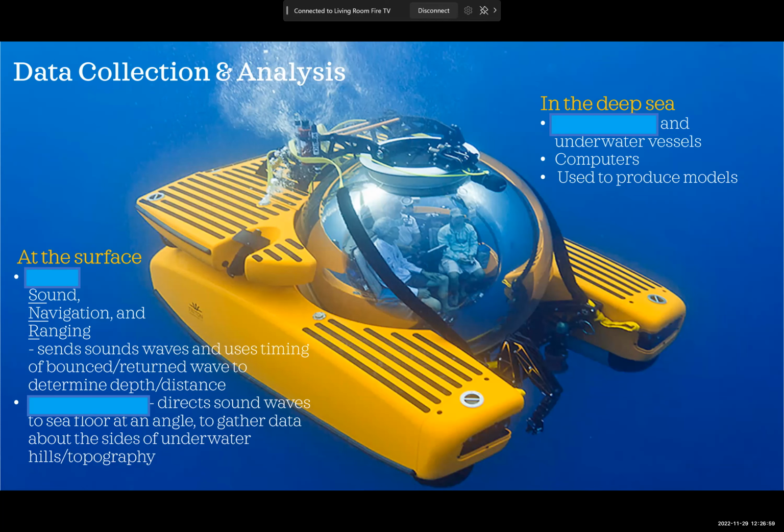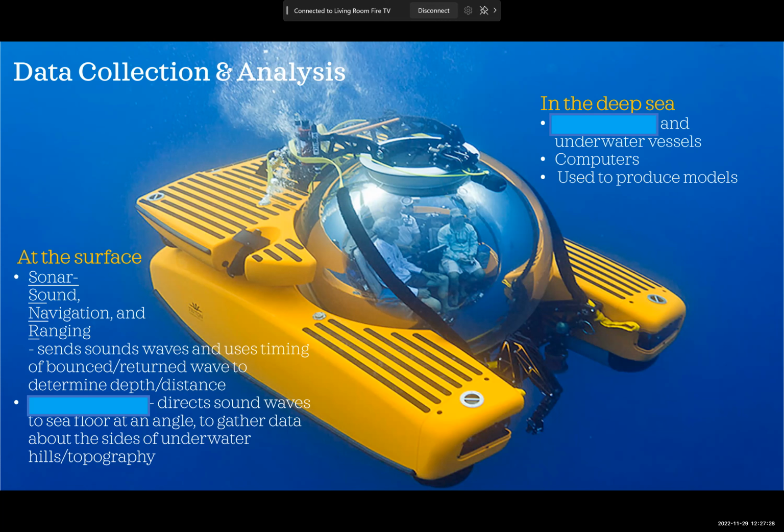So at the surface, we have something that is sound navigation and ranging. It sends sound waves and uses timing of bounce returned wave to determine depth of distance. Drew. Sonar. This is sonar. Okay. So sonar, which you hear used all the time, just like a word, is actually a word created from the abbreviations of, yeah. Sonar: sound, navigation, and ranging.